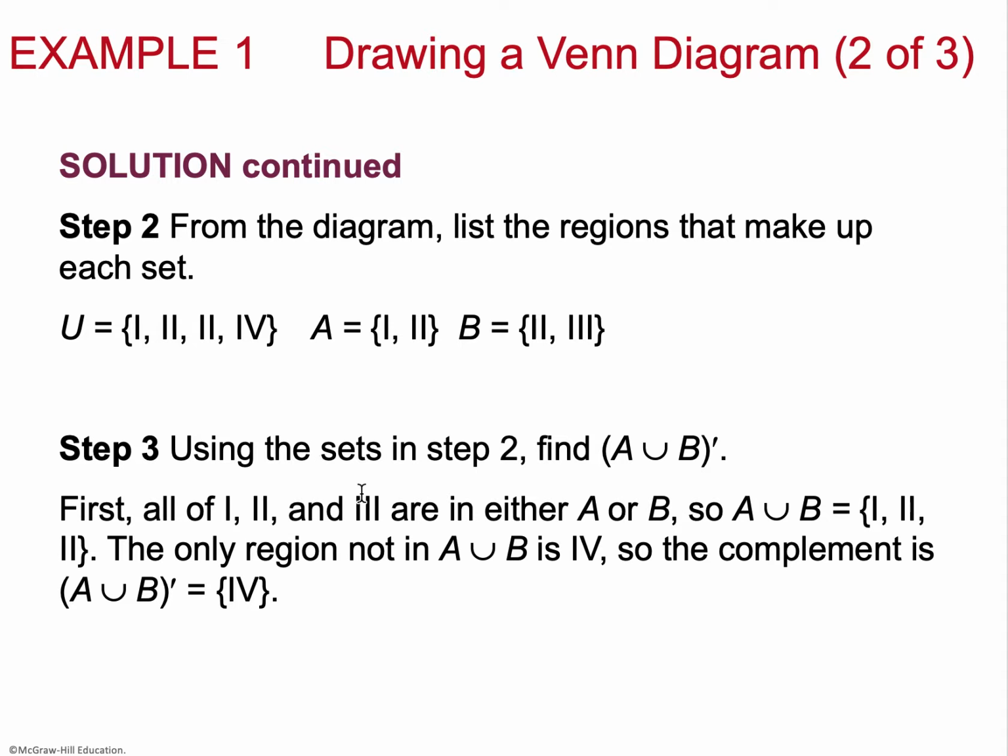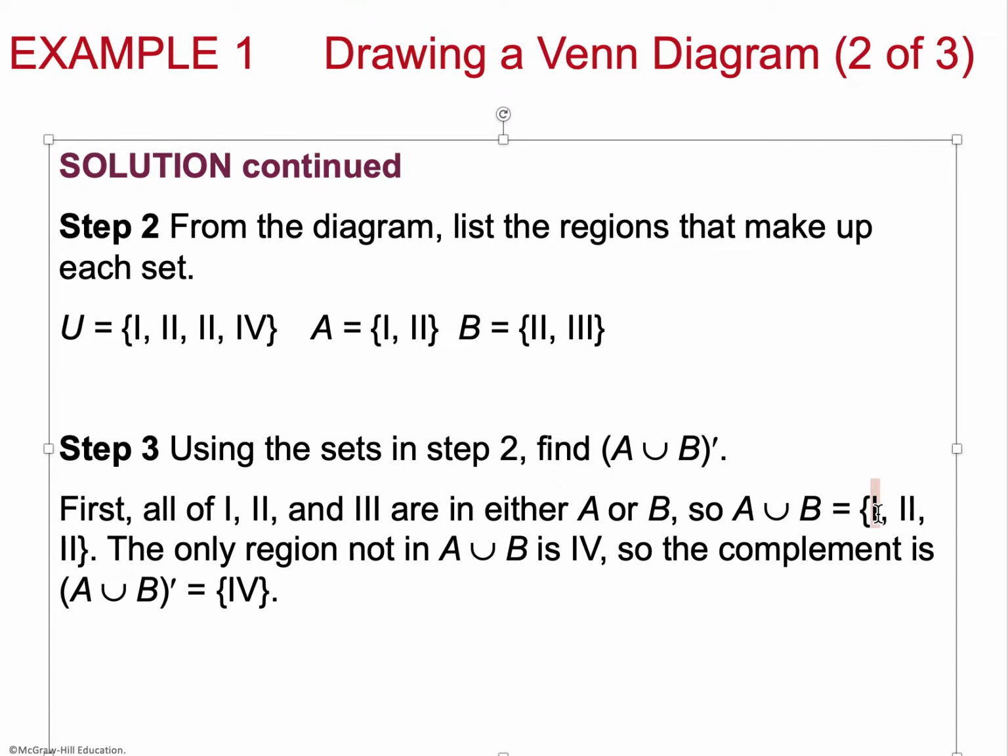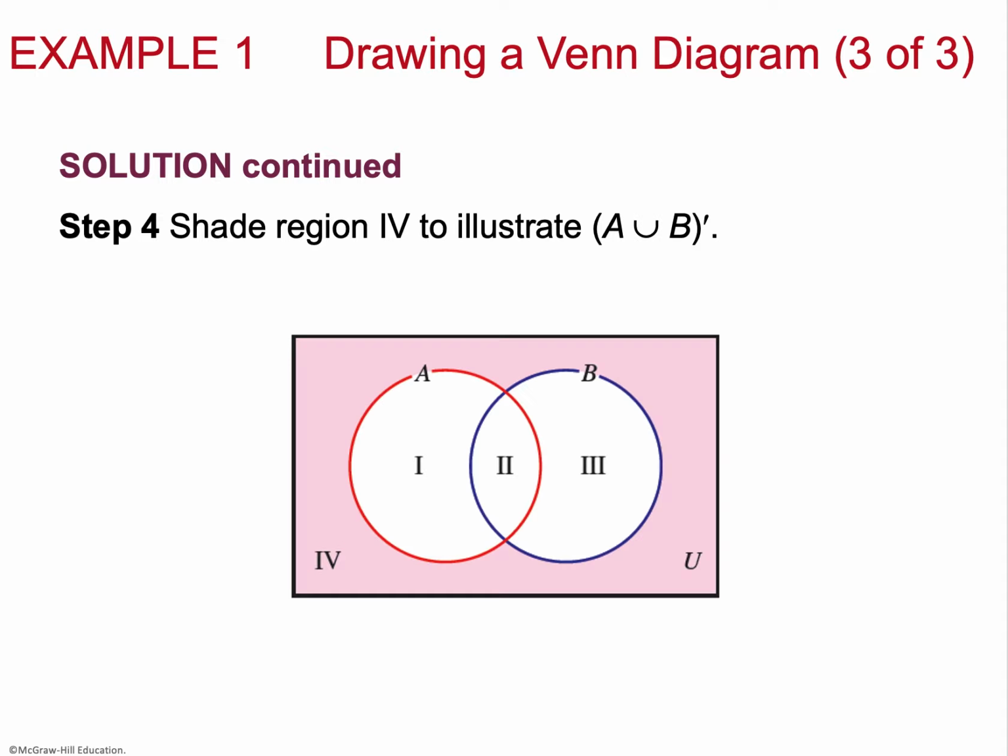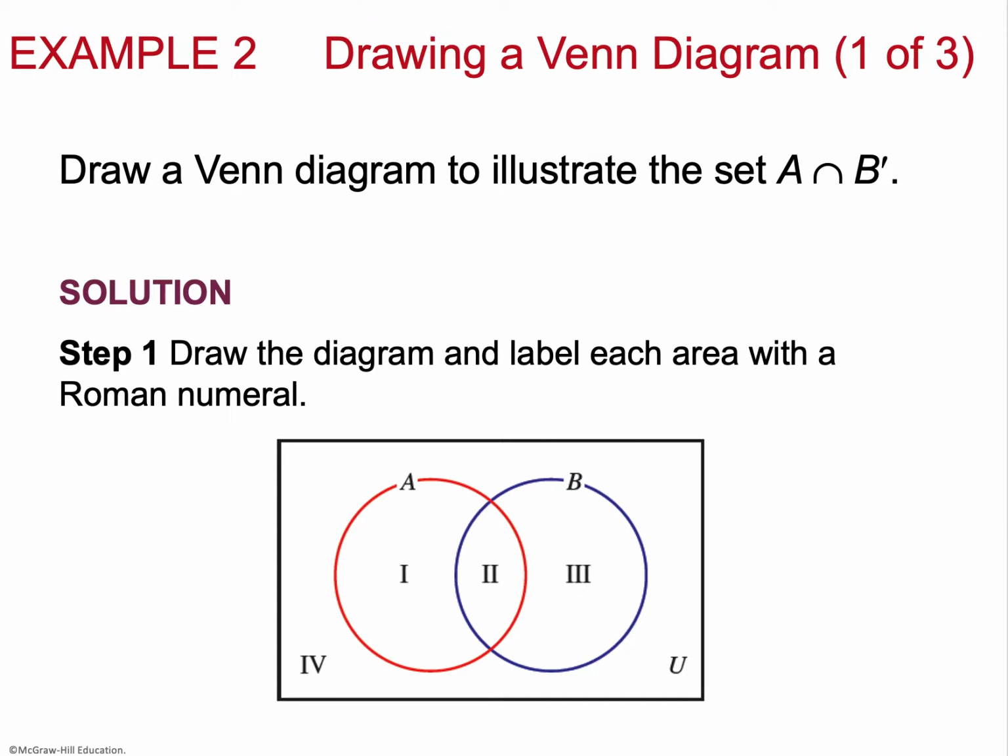So I'm going to use those steps, and I'm going to say, okay, well, if they're in either A or B, that would be 1, 2, and 3. And then the only region that's left out, because to find the complement, I need to say, okay, what is in this diagram that's not in the list of 1, 2, 3? And that would just be 4. And so then I want to shade the region. So 4 is found outside of the circles, so I shade outside of the circles.